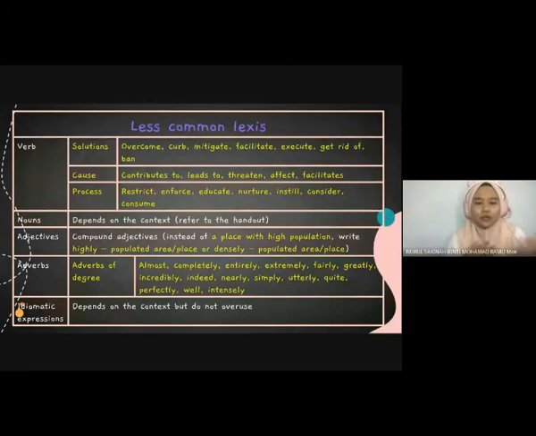And then adjectives, okay, instead of using high adjective that is long in a sentence, like instead of a place with high population, for example, if you are living in a place with high population, why not you replace high population with highly populated area or place or densely populated area or place. Yeah, this is what we call compound adjective. And usually compound adjective ni dia akan mula dengan perkataan well, highly, and then okay, you can do research lah on the internet. Widely, for example.